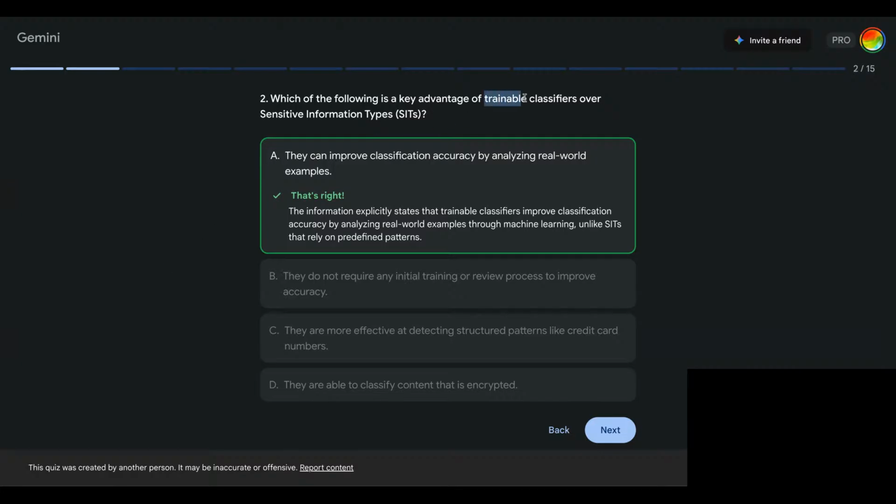Trainable classifiers use AI. So this one becomes more accurate. Yes, when it's starting out, you will have to train it. It might take some time, but it becomes more accurate in detecting sensitive data. This one comes with preset patterns. So it doesn't use AI, it doesn't adapt. It stays in that setting that it came with.